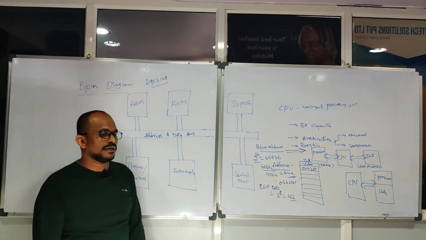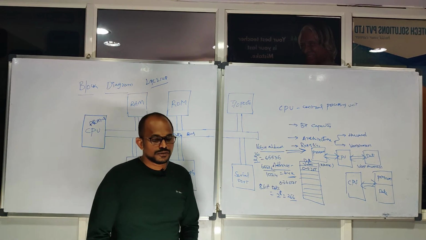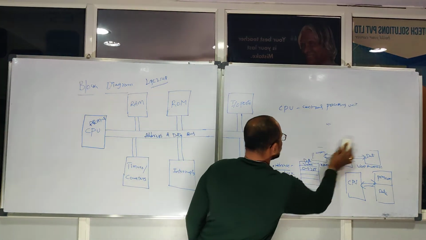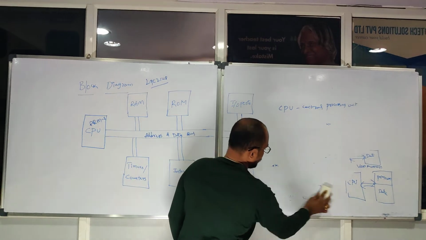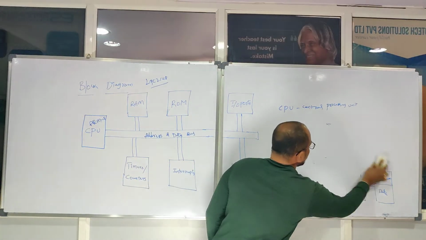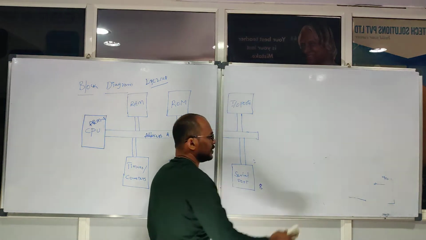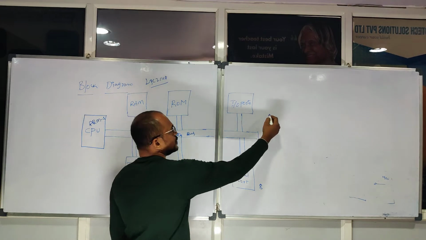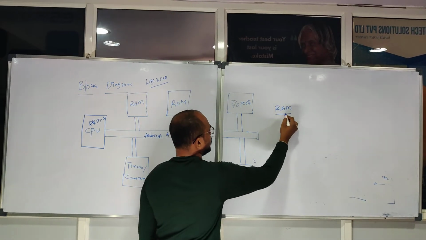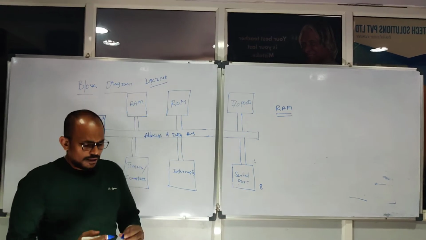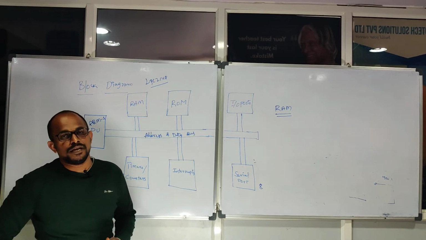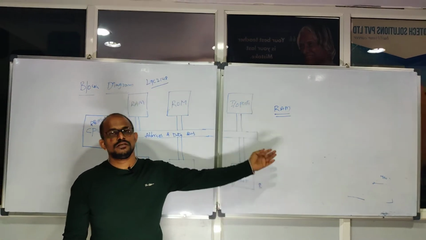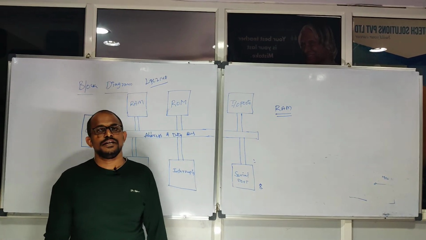RAM stands for random access memory. This random access memory helps us store data temporarily. Already you have a temporary storage unit which is registers, but what is the importance of RAM? RAM is also used for temporary storage. I already said that registers are used for temporary storage and RAM memory is also used for temporary storage.